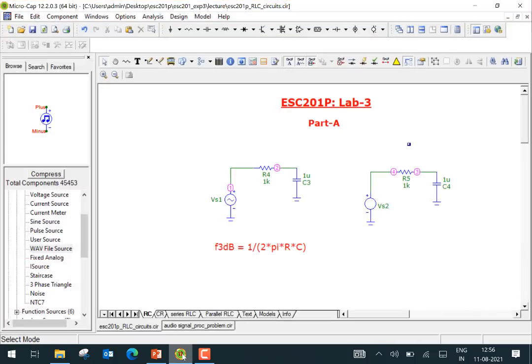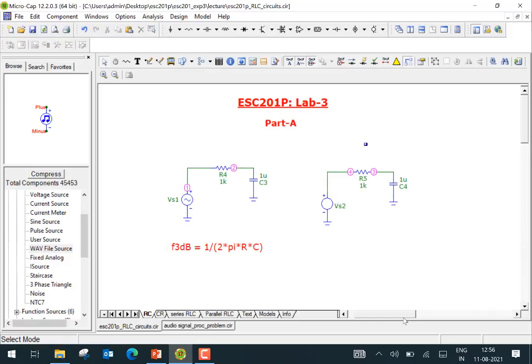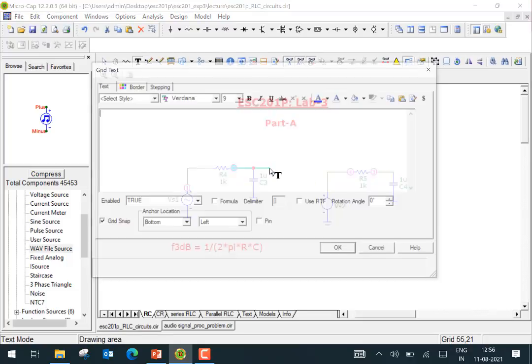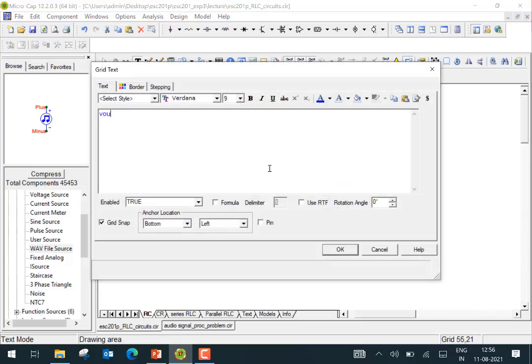All right, so let's look at the microcap and go over these different parts of the lab one by one. So we've started our microcap simulator, and this is our low pass filter with an R of let's say 1K and a capacitance of 1 microfarad. Note that we are taking the output here. Although we have not called it, we can call it explicitly here V out. So that's the output here.